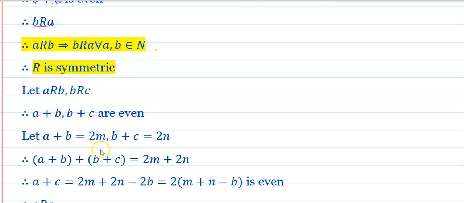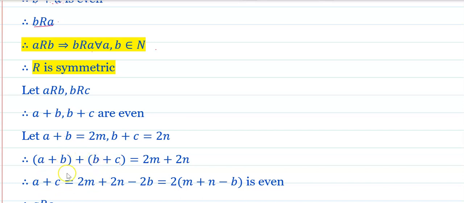That is 2n, which means it is an even number. B plus C is equal to 2n. If I add them, then you will get A plus B plus C, and that is equal to 2m plus 2n. Okay. Again, this can be written as A plus B plus B plus C.